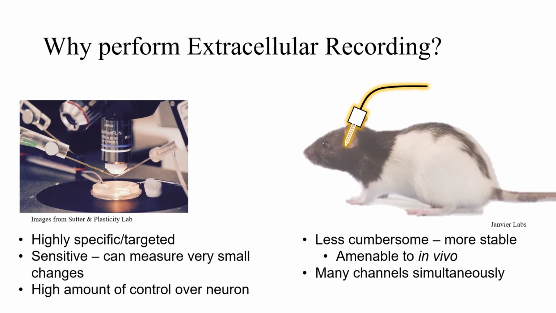So why record in this way, from outside of the cell? Intracellular patch recording has the advantage of providing highly specific and sensitive measurements. You can record very small synaptic events and even single channel currents, measurements not typically available via other methods. Intracellular recording also allows for a tremendous amount of control over a neuron. For example, a large range of electrical and chemical manipulations.